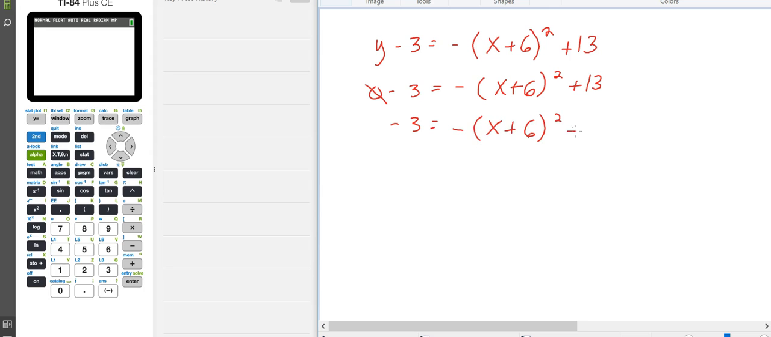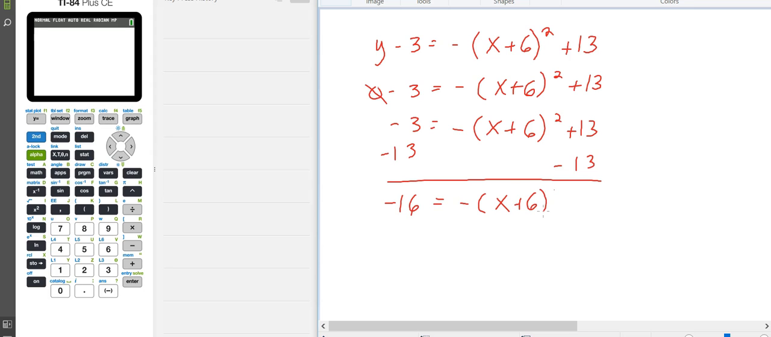6) squared plus 13. Now we want to rearrange this equation for (x plus 6) squared. We'll take the square root of that and solve for x. So the first thing we're going to do is move the constant to the other side. Minus 13 and minus 13. Negative 3 minus 13 is negative 16. Negative 16 is equal to negative (x plus 6) squared. We're going to divide away the negative by dividing by negative 1. So 16 is equal to (x plus 6) squared.